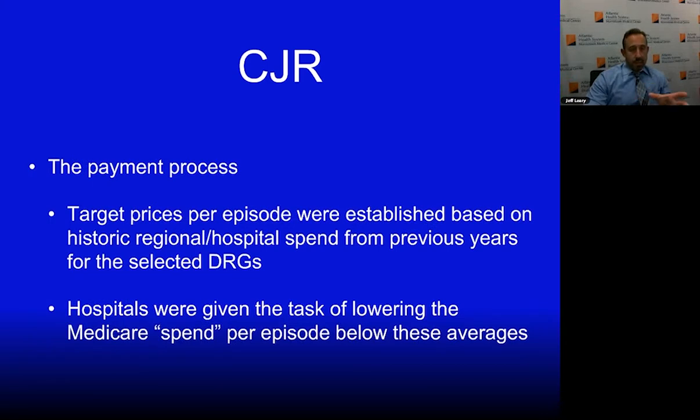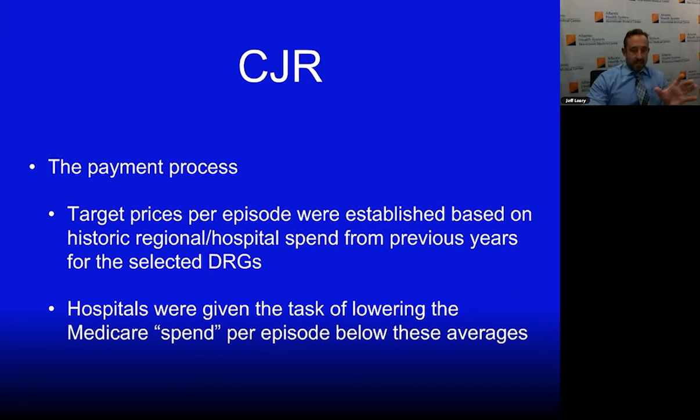The way it works is this. Medicare established target prices for these surgeries, a target price for a knee replacement, a target price for a hip replacement, and these were established based on historical, regional, and hospital spends from previous years. They looked at various regions around the country, various hospital systems, and kind of averaged what the average cost should be for a hip replacement, including 90 days of care, for a knee replacement, including 90 days of care, and came up with an average cost.